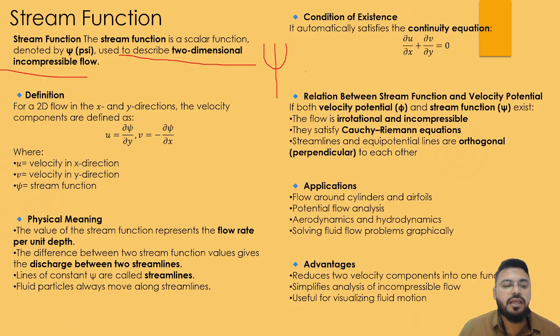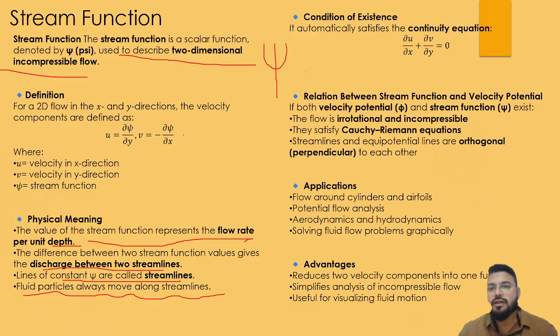The physical meaning is the value of the stream function represents flow rate per unit depth. Difference between two stream function values gives the discharge between two streamlines. Lines of constant psi are called streamlines, and fluid particles always move along the streamlines. Condition for existence: it automatically satisfies the equation of continuity, that is del u by del x plus del v by del y is equal to 0, and relation between stream function and velocity potential function.